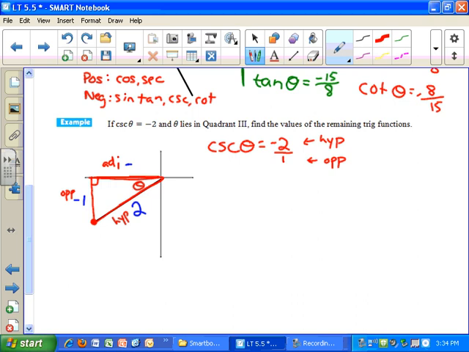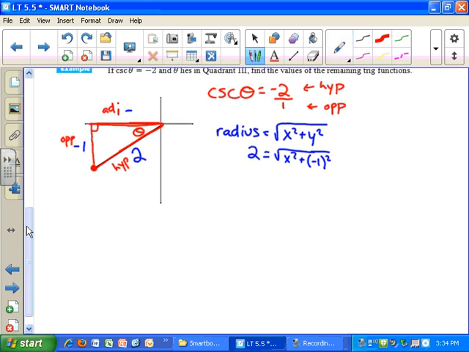So we can set up our equation that says the radius equals the square root of x squared plus y squared. And we can plug in the radius of 2. Don't know what my x value is, but I do know that the y value is a negative 1.